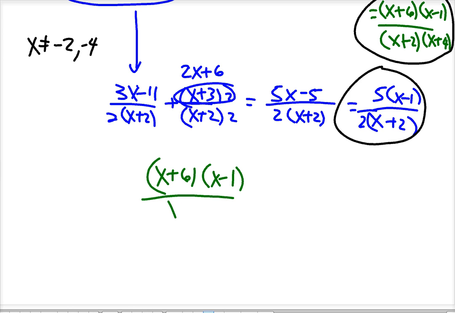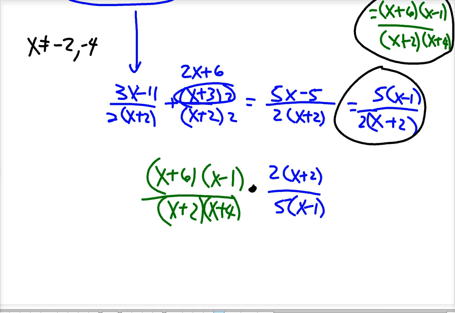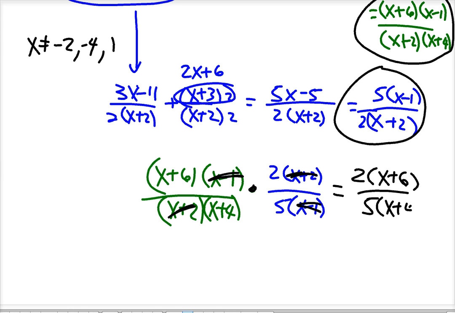So here's my numerator. Now I'm going to multiply by the reciprocal of the denominator. I now have an x minus 1 binomial factor in my denominator. That tells me that I have another restriction. X can't be 1. And then we're going to cancel the x minus 1s. Cancel the x plus 2s. And we're left with an answer of 2 times the quantity, x plus 6, over 5 times the quantity, x plus 4.